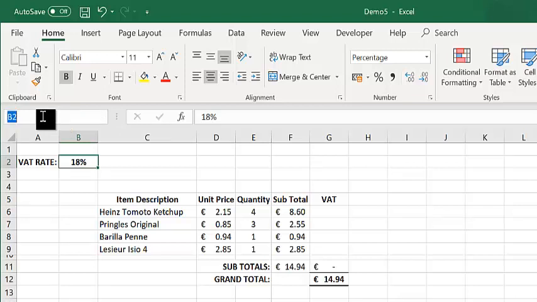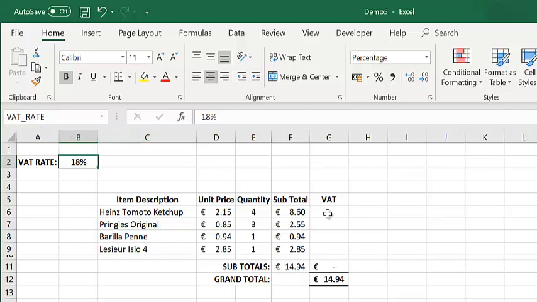For example, VAT_rate. Please note that when writing cell names, you cannot include spaces. If you want to include a space, please use an underscore, as I have done in this example. Once the name is written, press enter.